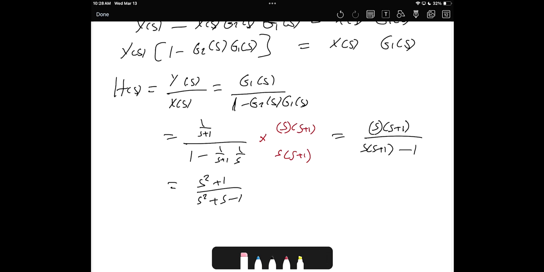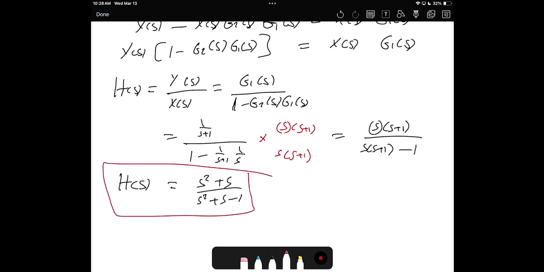And actually here, s squared plus s. S times s squared plus 1 times s. Then this is h of s. Okay? Does this make sense? Why wouldn't the numerator just be s?